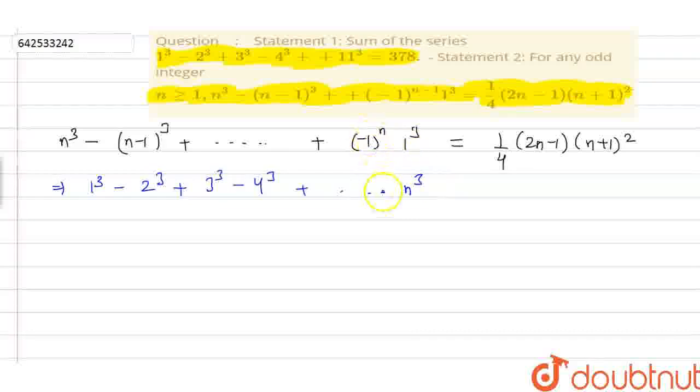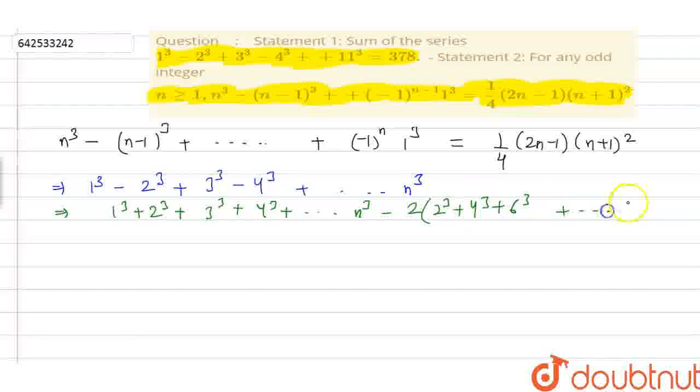So we have just written this series, like first term is equal to 1 cube and the last term is n cube. So right, we have written this series in this format. Now we can write this series in another way, and that can be equal to 1 cube plus 2 cube plus 3 cube plus 4 cube, and this should be continued till n cube, and now minus 2 into 2 cube plus 4 cube plus 6 cube, and this should continue till (n minus 1) whole cube.